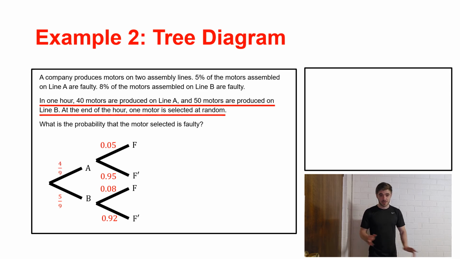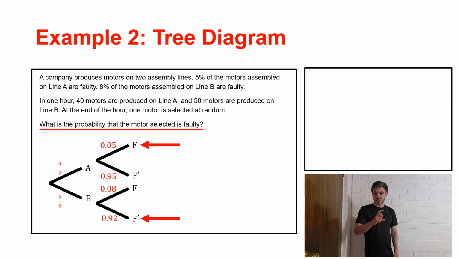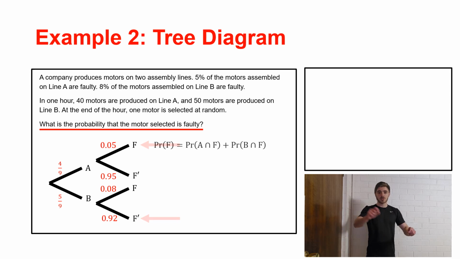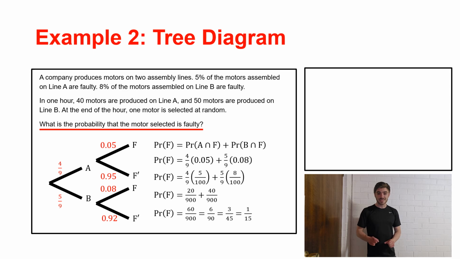So, now that we've filled out the tree diagram, we can now finally answer the question. What is the probability that our motor is faulty? Well, there are 2 paths that end in faulty motors, so we're just going to multiply along those branches and then add each path together at the end. My recommendation is that you convert your decimals into fractions before you do the arithmetic. And when you simplify things down, you'll get to a final probability of 1 out of 15.